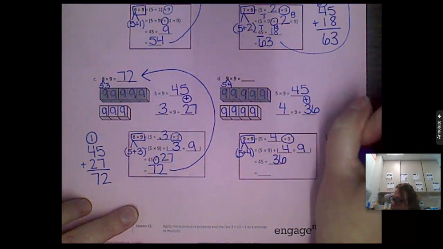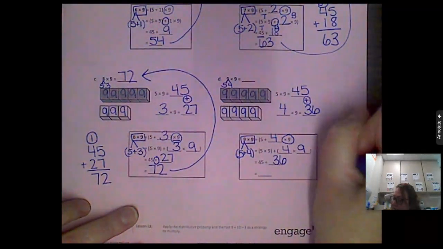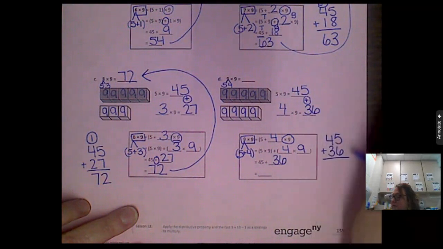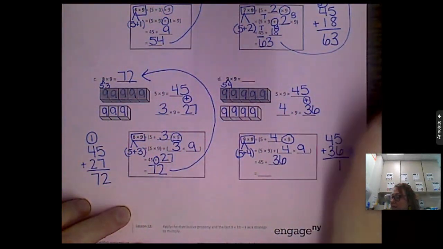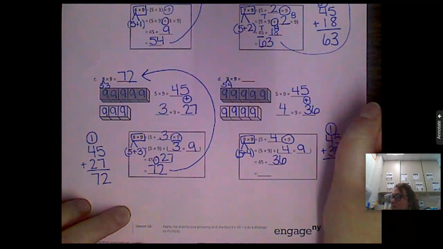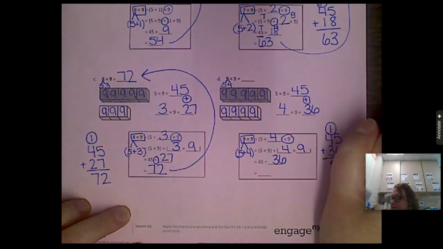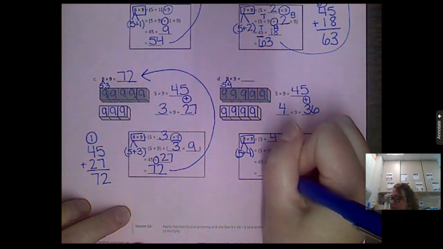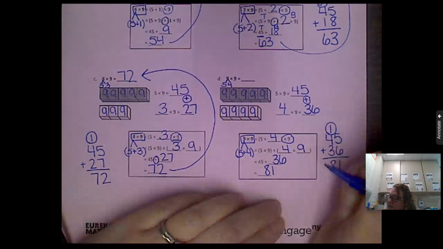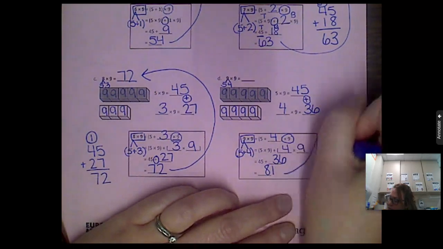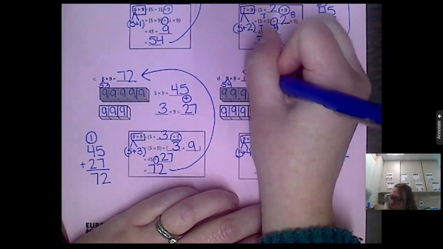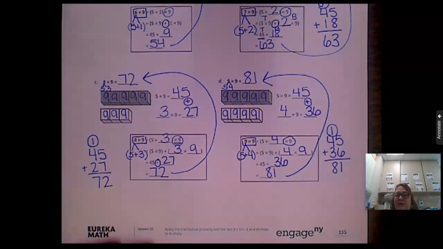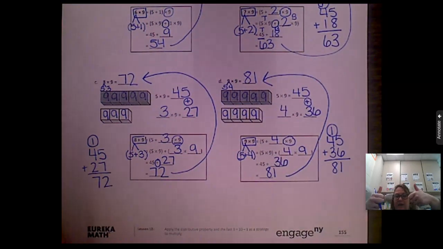So 45 plus 36. 5 plus 6 is 11, right? So 1, carry the 1. 4, 5, 6, 7, 8. So my total is 81. And then don't forget to take that all the way up to the top to show that 9 times 9 equals 81. Give me 2 thumbs up if you had that correct.